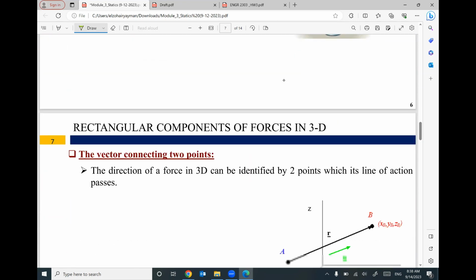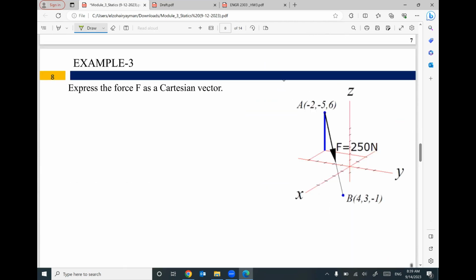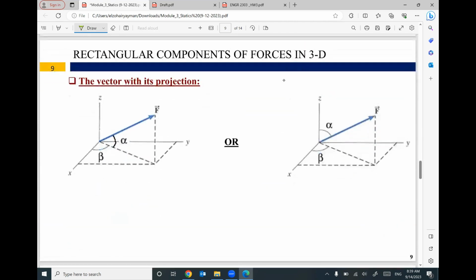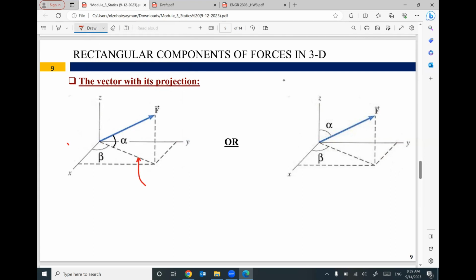We have another case. You have a force passing through 2 points. We will cover this case more in module number 4. If you have a force passing through 2 points and you can figure out the coordinates of the 2 points. We have one more case, which is very important to understand, given a projection line. This case will be given with a projection line for your force in the XY plane.